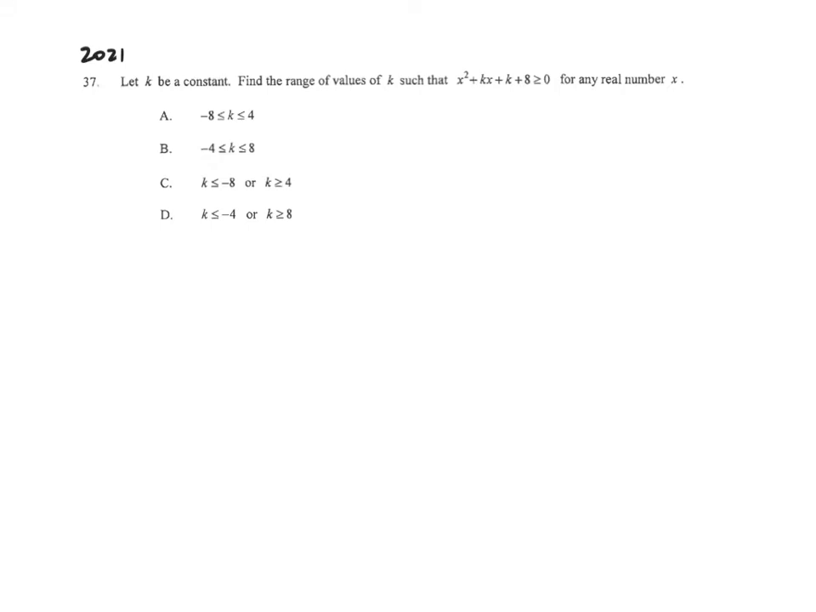For question number 37, if you read the question, it says let k be a constant and find the range such that the quadratic is greater than 0 for any real value of x. If you think about this question in graphical form, they're telling us that the value of this curve should always be greater than or equal to 0. So we'll be expecting a curve like that, okay?